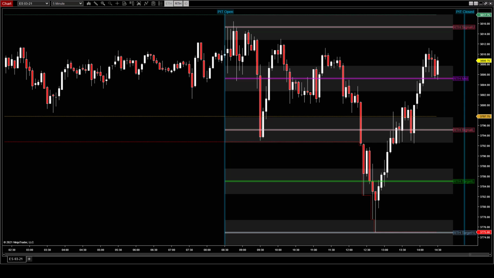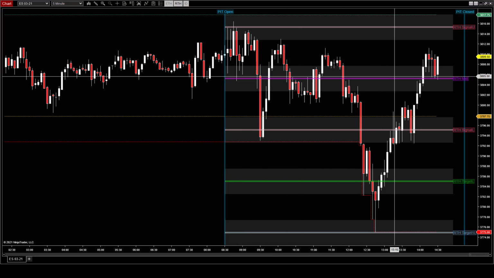So what you're looking at here is the ES. The market opened up today and, as you can see, went right up to your RTH structure point, what we call our RTH signal, or regular trading hours signal, and then sold off and came down to within the zone of influence.